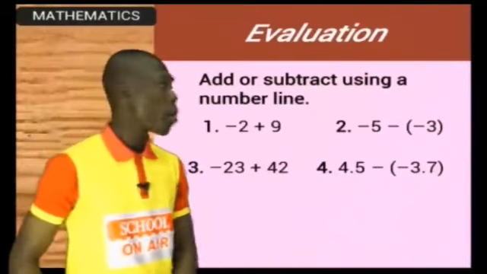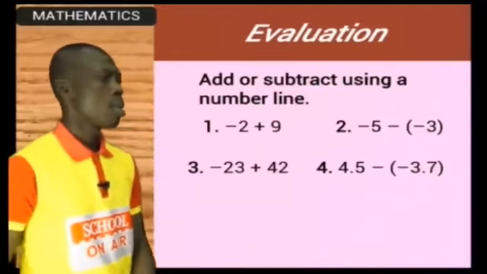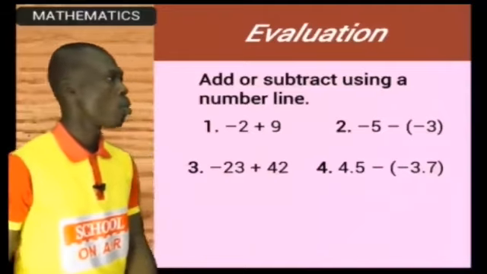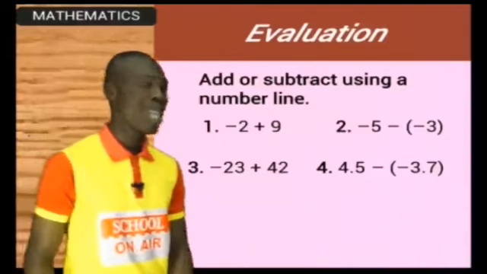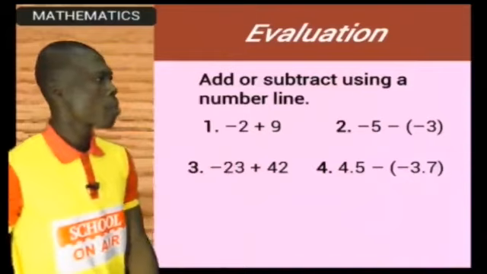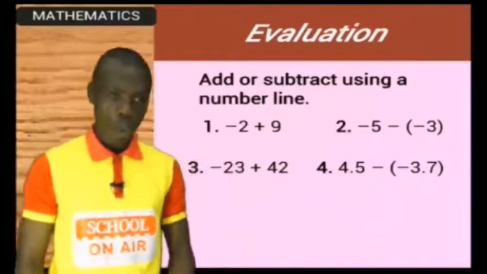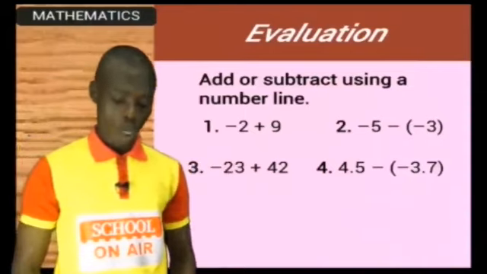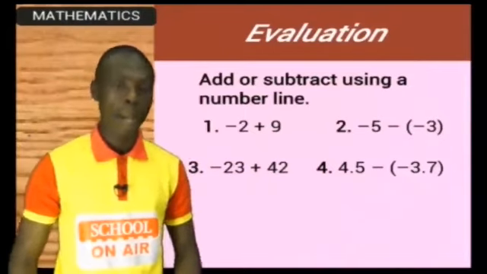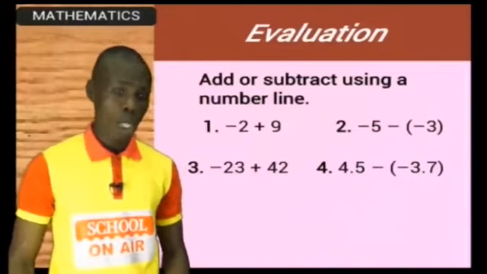All right, so quickly before I go today, I will just have you take a look at these questions here. You are to add or subtract using a number line. You have minus 2 plus 9. Then minus 5 minus 3. The third one says minus 23 plus 42. And of course, the last one is 4.5 minus 3.7. You can do that algebraically, and of course, you can use your number line.